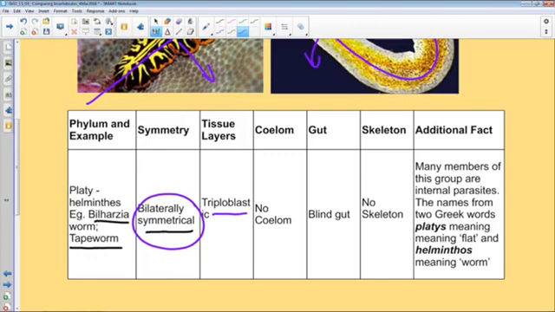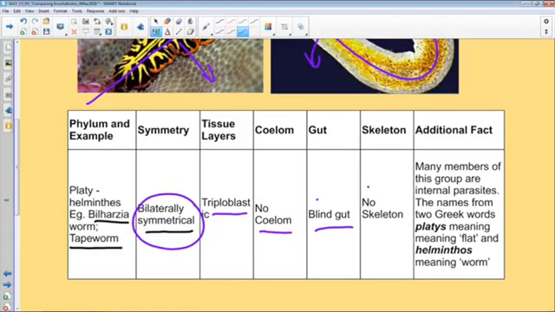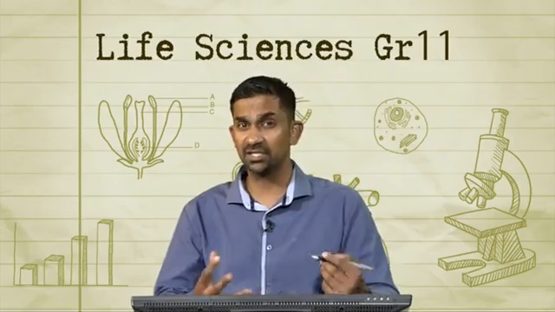Again, we see the absence of a coelom, a blind gut, not as evolved as the next phyla. They have a gut system that has a common oral opening that is also used for the expulsion of waste products. Again, organisms lacking a skeleton, so they rely on their body being filled with tissue fluid that gives them shape and structure.